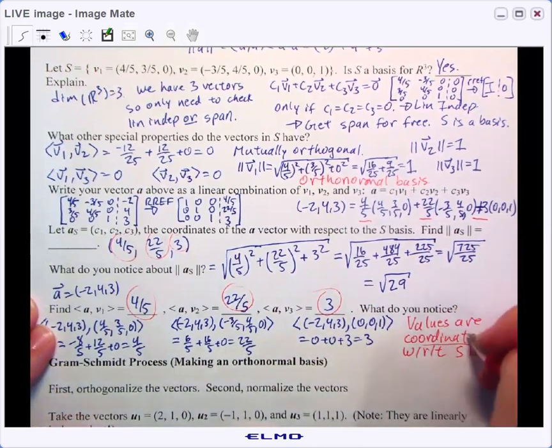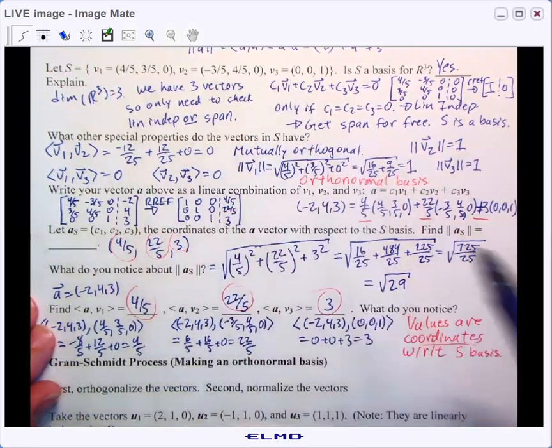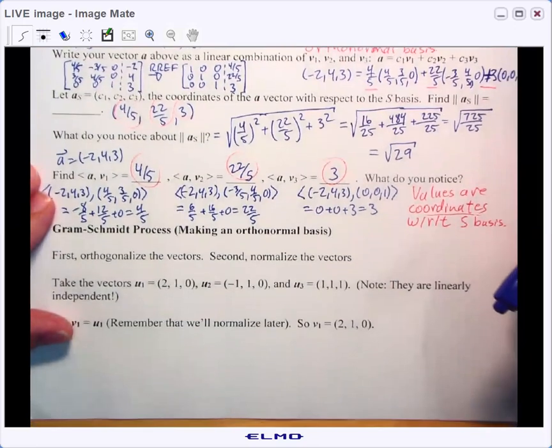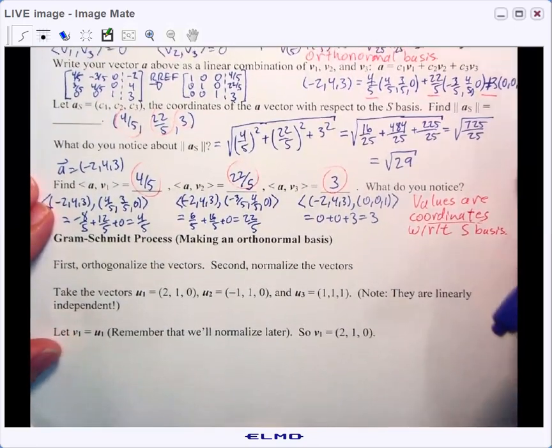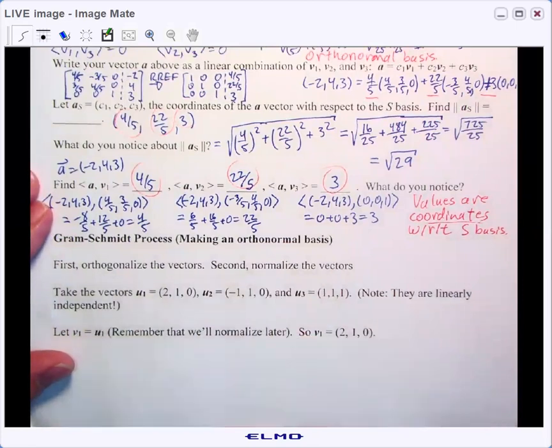Cool. All right. Now, if we're lucky, we start off with an orthonormal set of vectors, but sometimes we're not so lucky and we need to make an orthonormal set, an orthonormal basis. And that's what we call the Gram-Schmidt process. So we're going to first orthogonalize the vectors and then normalize the vectors.